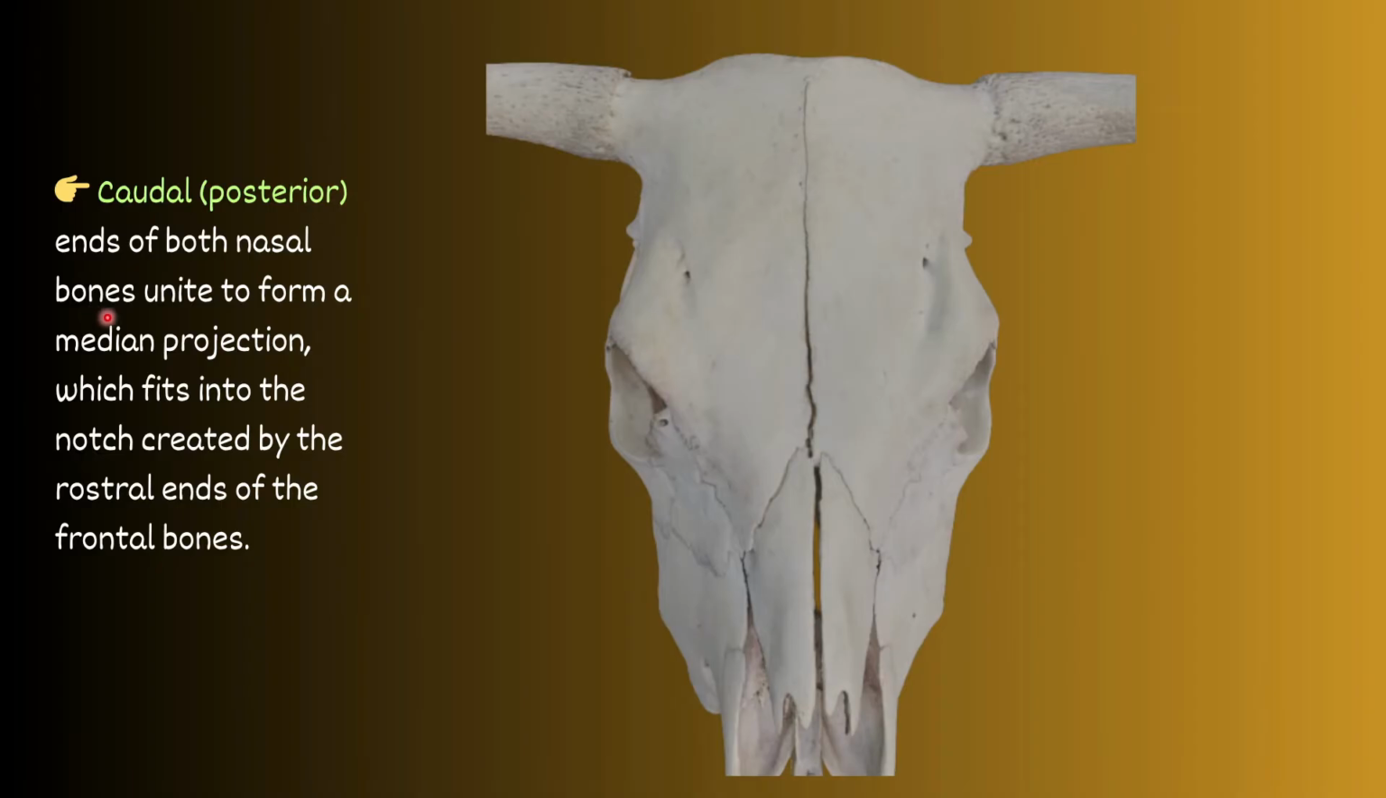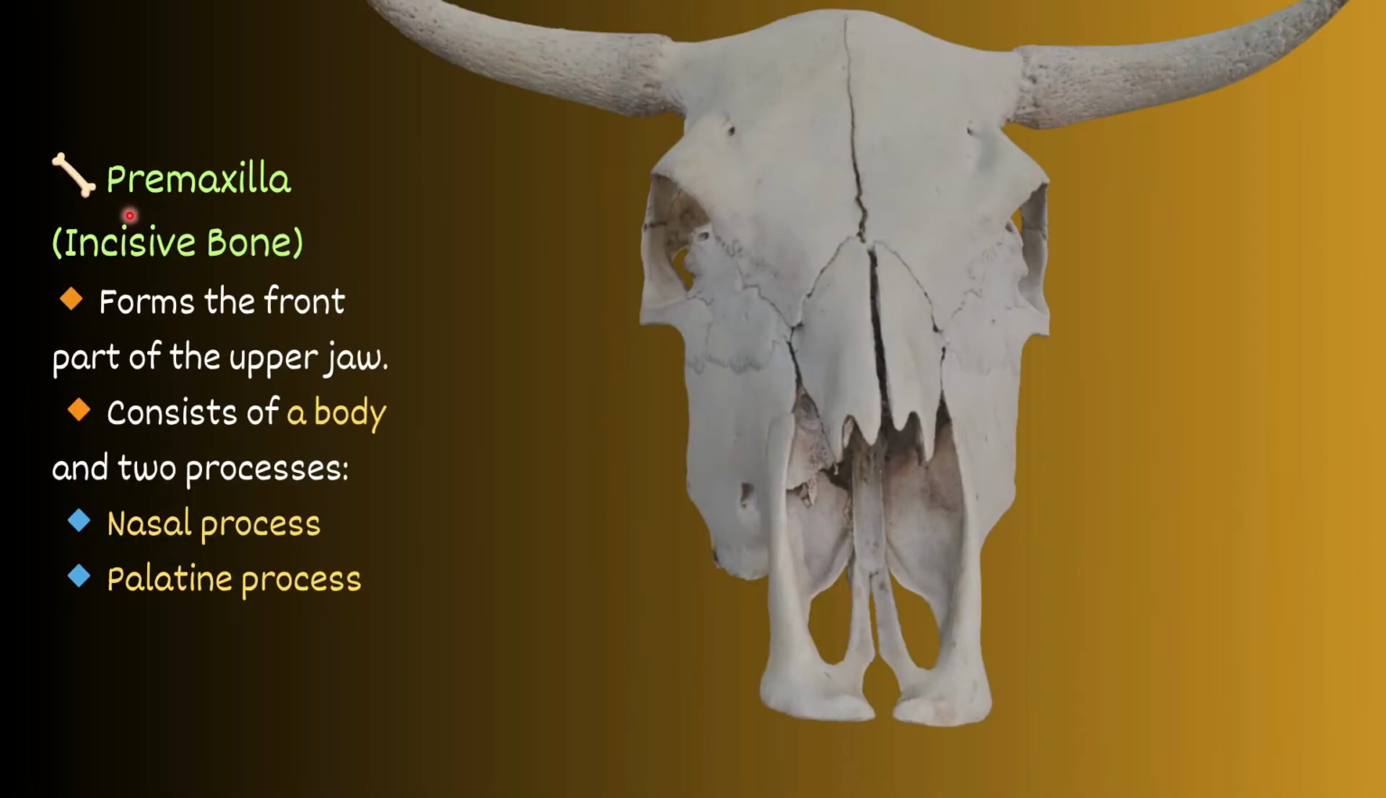Then caudal or posterior ends of both the nasal bones unite to form a median projection. You can see this is a median projection, which fits into the notch created by the rostral ends of the frontal bone. You can see these two are the frontal bones. It is their rostral ends. Together they form a notch into which the median projection formed by both the nasal bones fits.